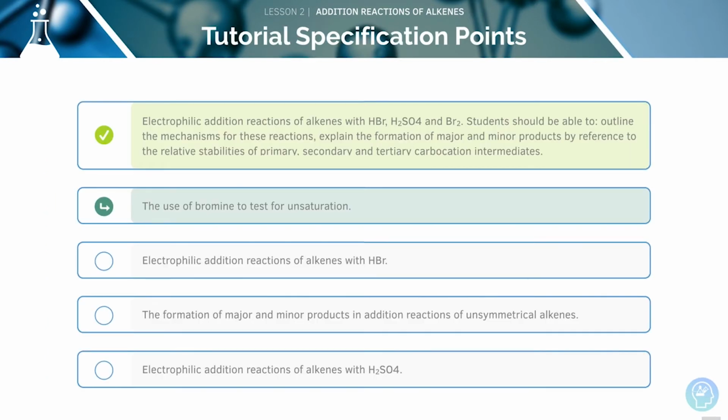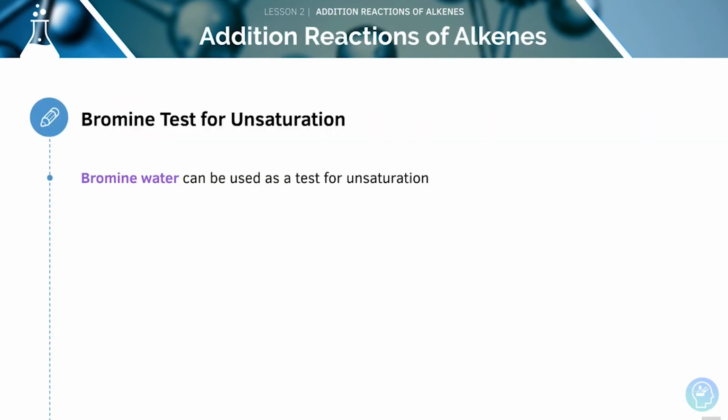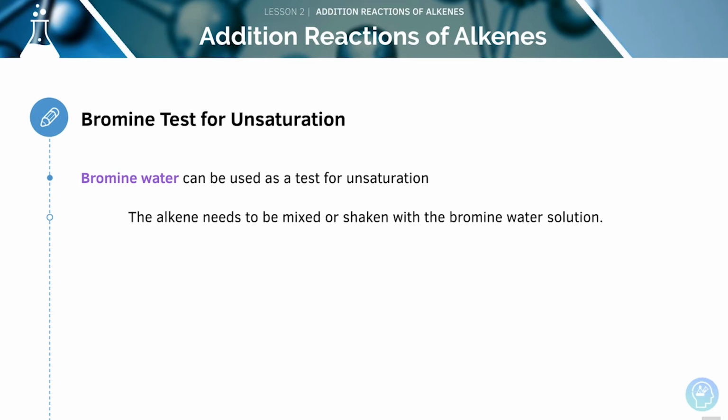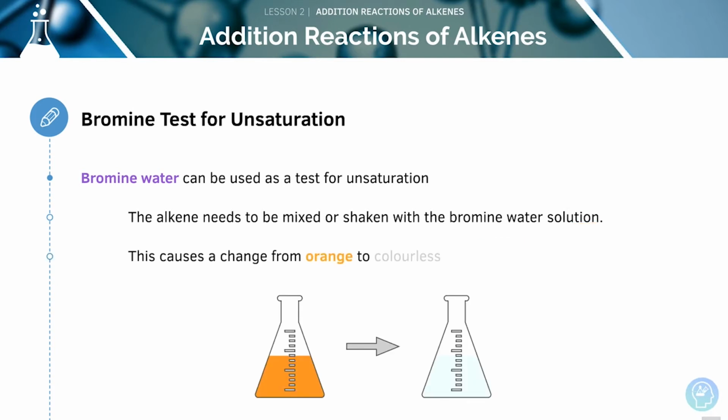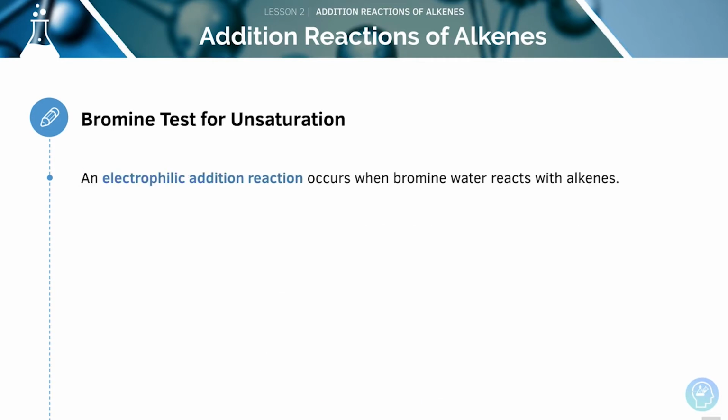Now let's look at the test for unsaturation. Bromine water can be used as a test for unsaturation. The alkene needs to be mixed or shaken with the bromine water solution. This can be used as a test for unsaturation, as there is a colour change from orange to colourless. This occurs when unsaturated compounds, also known as alkenes, are present.